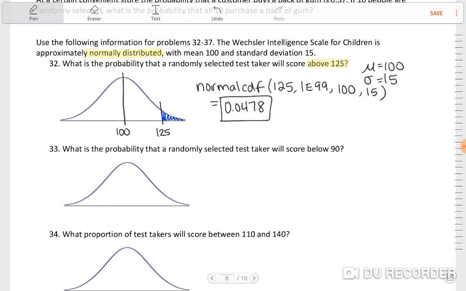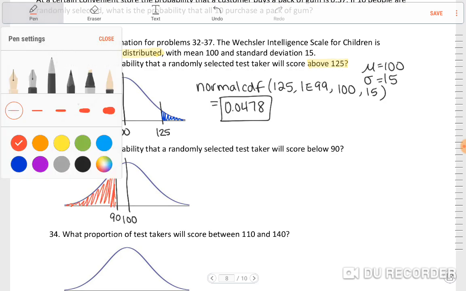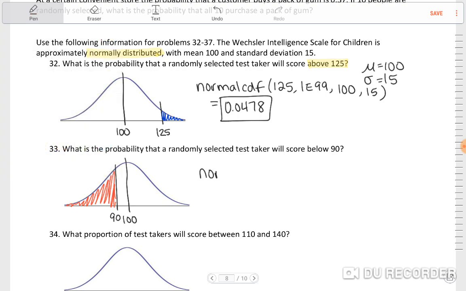What is the probability that a randomly selected test taker will score below a 90? So below a 90, here's 90, about there. Below would be this way. So our minimum x value is negative 1e99. Highest, your maximum x is 90. Mean is 100, standard deviation 15. That answer would be 0.2525.